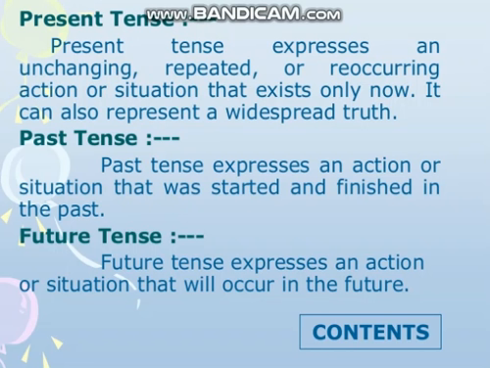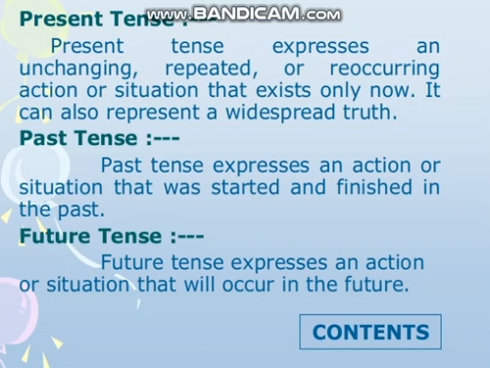Such situations or actions are expressed in present tense, that exist only now, which are happening now. Present tense is the time in which we are living now, the present time, as its name shows. So in present tense we express such actions and situations which are happening now. It can also represent a widespread truth.